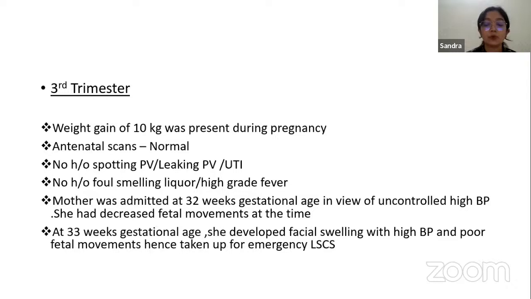She had decreased fetal movements at the time. At the time of admission, she was advised to do a daily fetal kick count, which she perceived as low. However, no intervention was done. At 33 weeks gestational age, she developed facial swelling with high BP and poor fetal movements, hence taken up for emergency cesarean section.